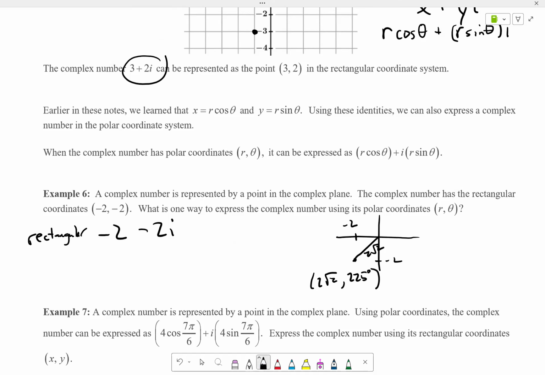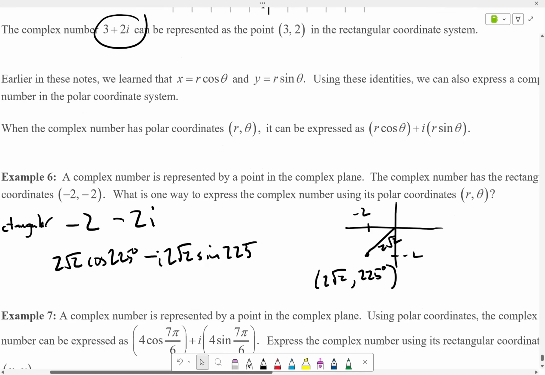So x could be changed to 2√2 times cosine of 225 degrees minus 2√2 sine of 225. I think the i comes first, doesn't it? Because someone said degrees, Connie said degrees, but it could be radians too. In radians that would be 5/4. Just did that in your head? Incredible.